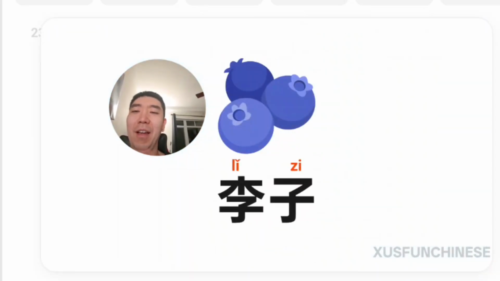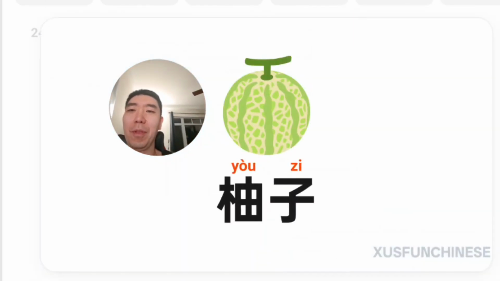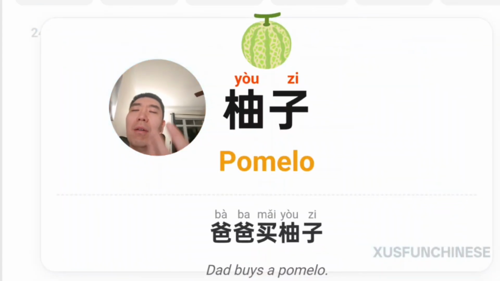李子。李子 is basically, I think someone translated it as plum, but it's not exactly a plum. It's another kind of dark colored fruit. I should find a better translation for that. 妹妹要李子。柚子。See, like I mentioned, the 子 appears so commonly in many nouns. 爸爸买柚子。We call that grapefruit, but pomelo is probably another way to call it.